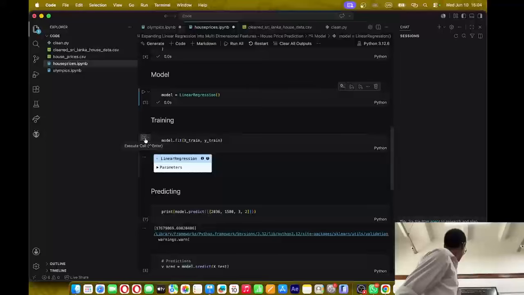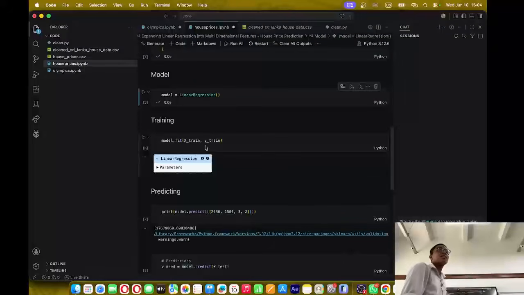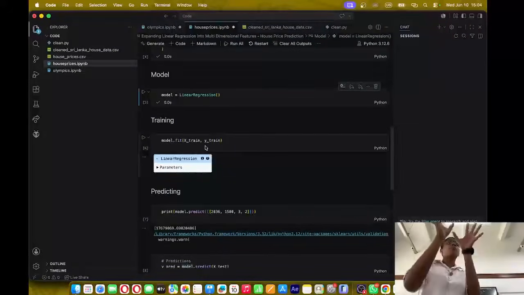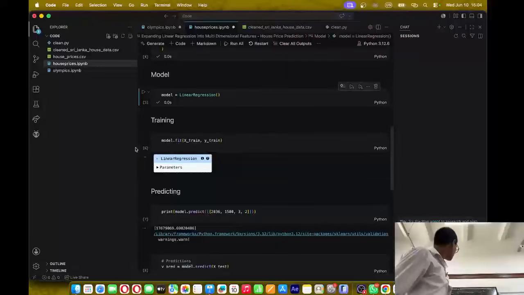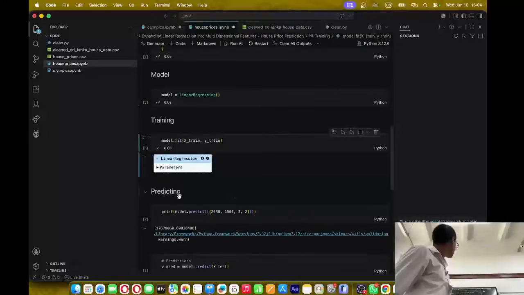See? I'm only giving the train stuff. I'm not giving the test stuff. I'm only showing the train stuff, and I'm going to train it on that. See, I kept 80% of the data for that. I'm going to do that. Done.